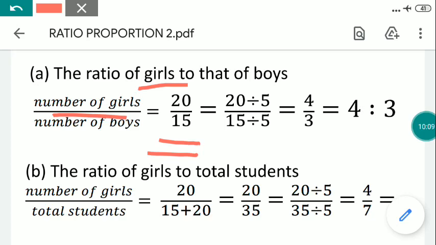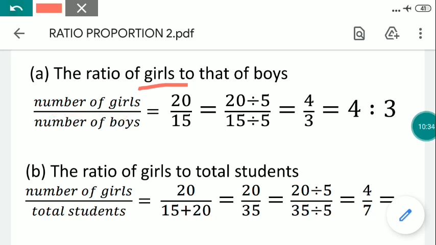Okay, so divide numerator and denominator by its highest common factor 5. So 20 divided by 5 upon 15 divided by 5, which is equal to 4 by 3. Okay, in terms of ratio it is written as 4:3. So the ratio of girls to that of boys is 4:3.